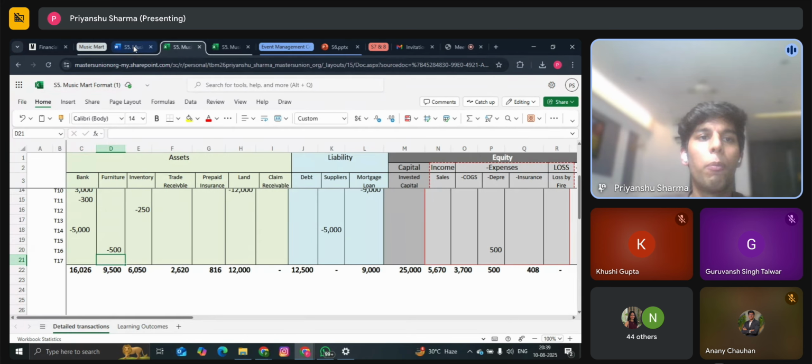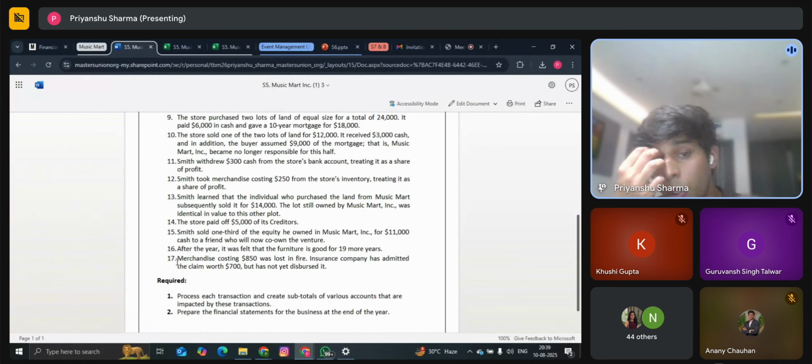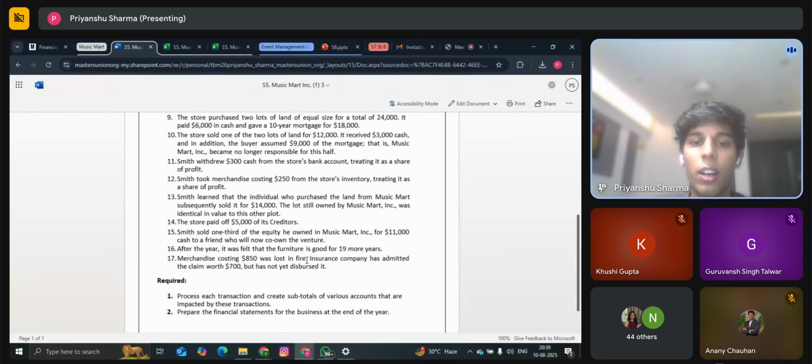Cool. I'll move to transaction number 17. Merchandise costing 850 was lost in fire, and the insurance company has admitted the claim worth 700 but has not yet disbursed it. Okay.